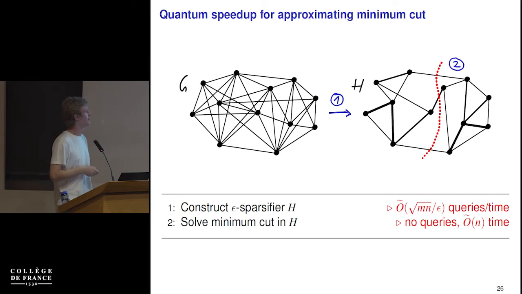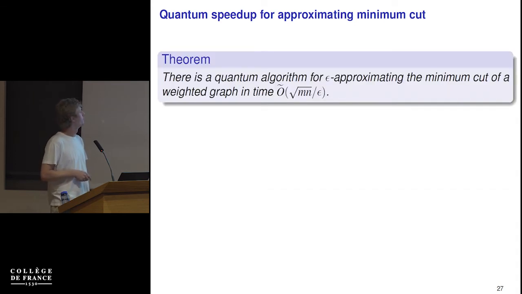If you do care about time complexity, then notice that this graph is an easier instance than this one, because this graph only has Õ(n) edges, and classically we can solve minimum cut in near linear time. So solving minimum cut on this graph just takes Õ(n) time. So this gives us an Õ(√(mn)/ε) time or query algorithm, quantum query algorithm, which is basically what this theorem states.